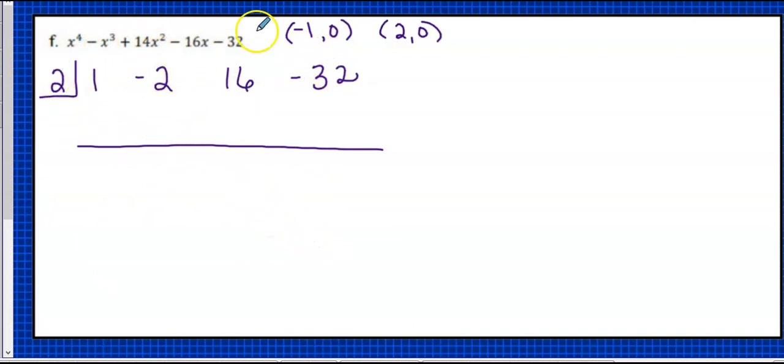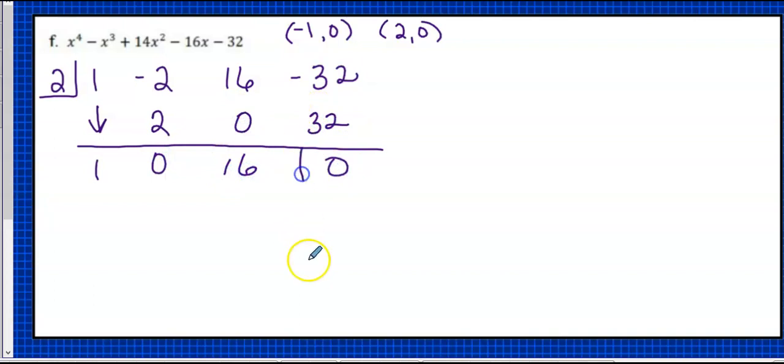Now why am I using a 2 here instead of a -2? Because this is not x plus 2, this is x minus 2. And if I was given the factor of x minus 2, I would use a positive 2 here. But I wasn't given a factor, I was given an actual 0. So I want to use my 2. And let's see what we get. We should get a 0 remainder again. Yep, we get a 0 remainder again.